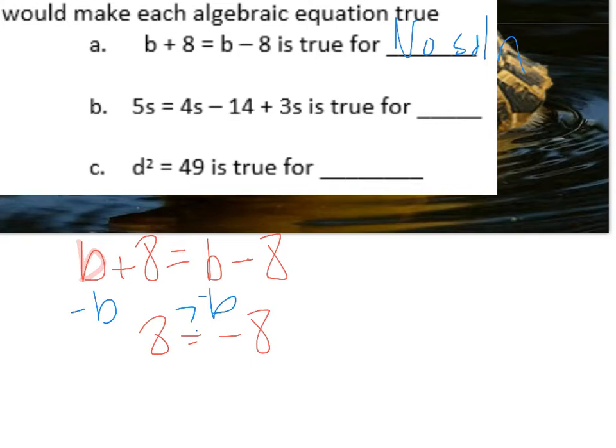Okay, and it makes sense when you look at it. No number is the same. If you add 8 to it, is it going to be the same if you subtract 8 from it? Just not going to work.